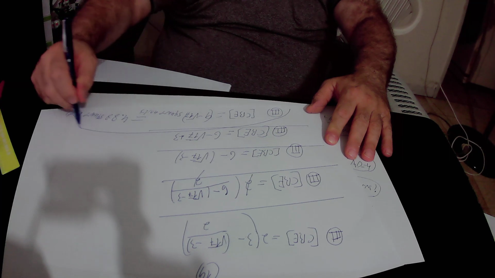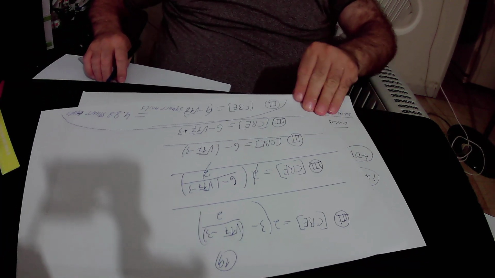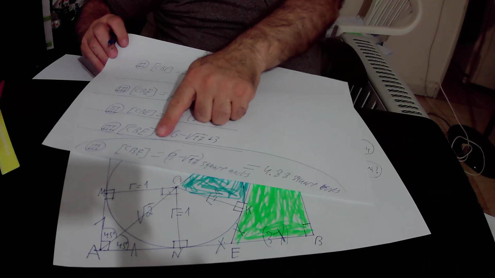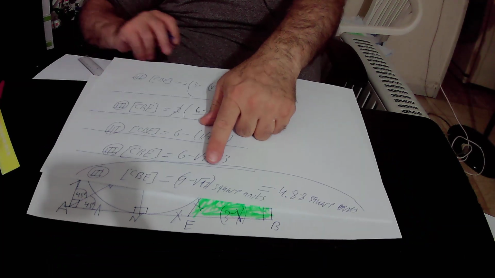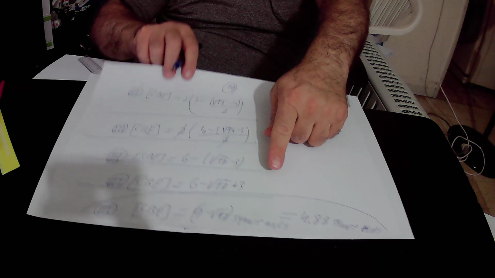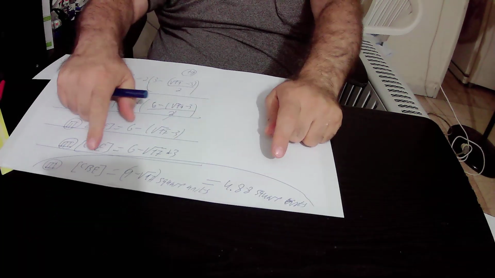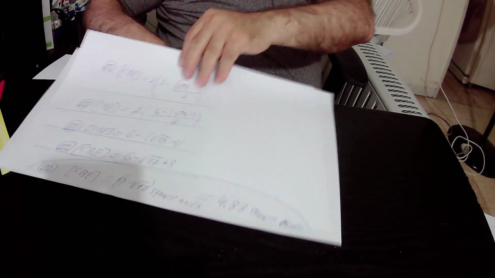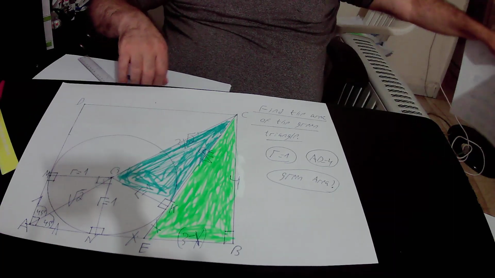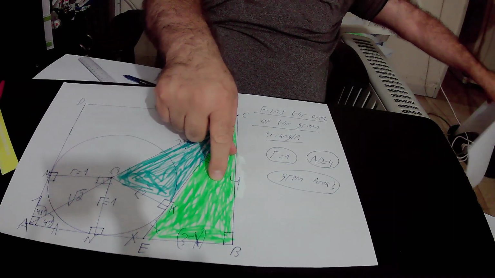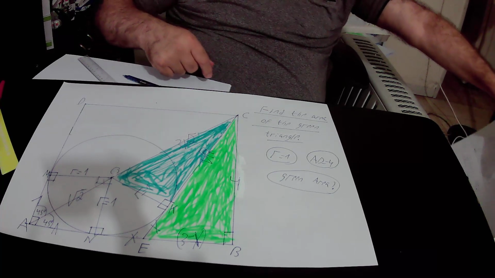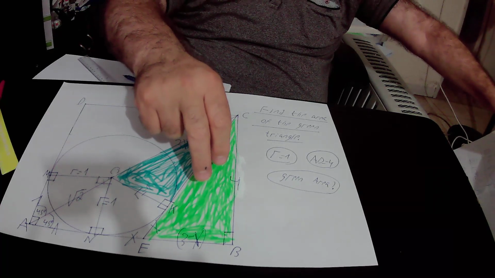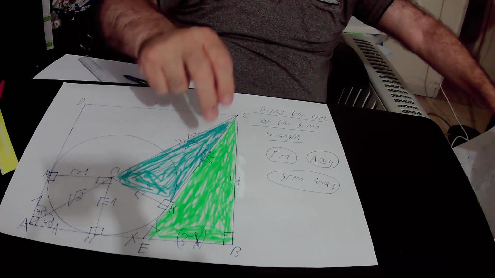So, I will repeat again. We actually found out that the area of the green right triangle, triangle CBE, equals either 9 minus square root of 17 square units, or in terms of numbers, 4.88 square units. I repeat again, the area of this green right triangle, triangle CBE, equals either 9 minus square root of 17 square units, or in terms of numbers, 4.88 square units, okay?